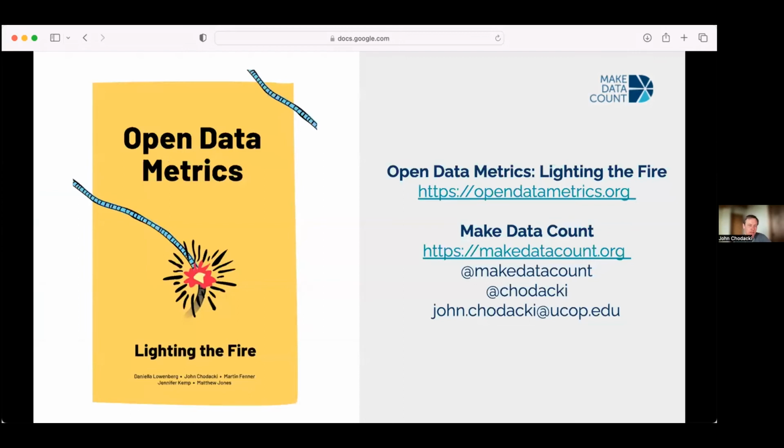We did a set of people from Make Data Count came together and did work on a book called Open Data Metrics that outlines quite a bit of this. So if you're interested in it further, it's a free open access book. It's available for download. Feel free to take a look. And then, as I was mentioning before, I'm available to connect with on Twitter or through email. So looking forward to the Q&A.